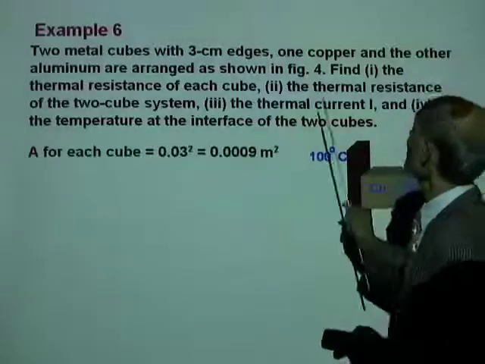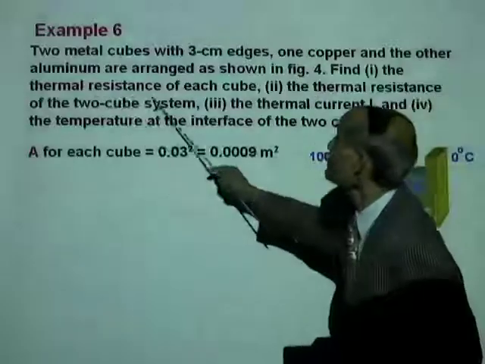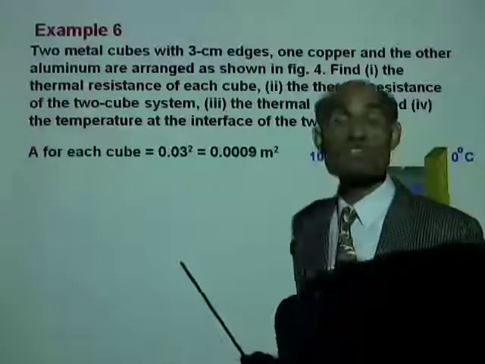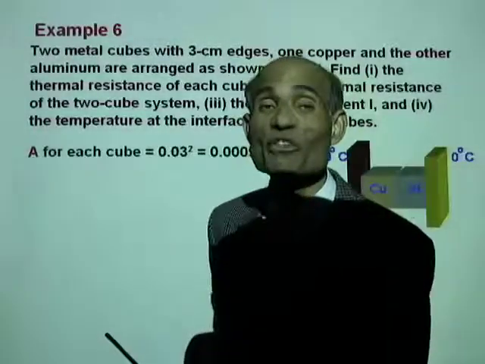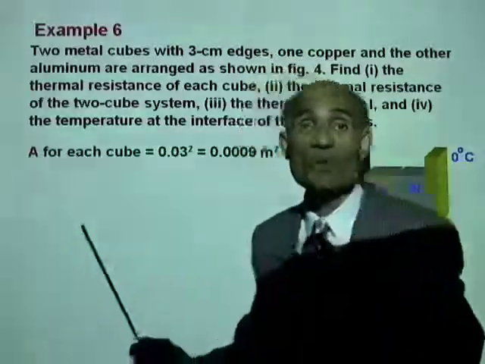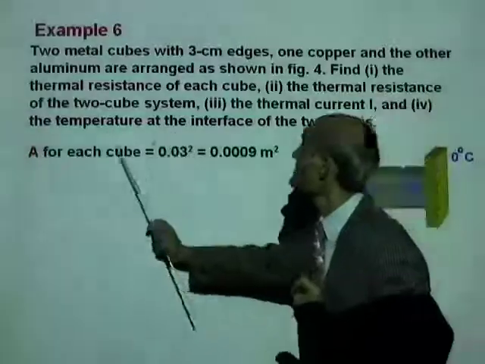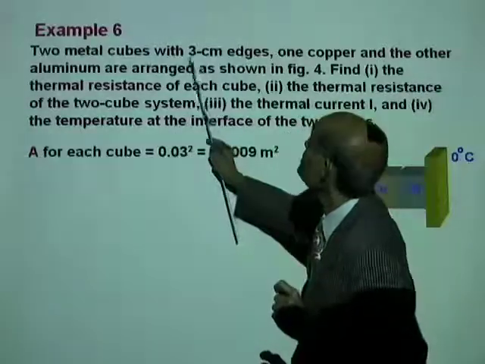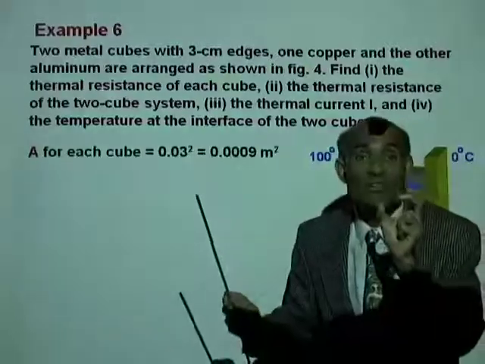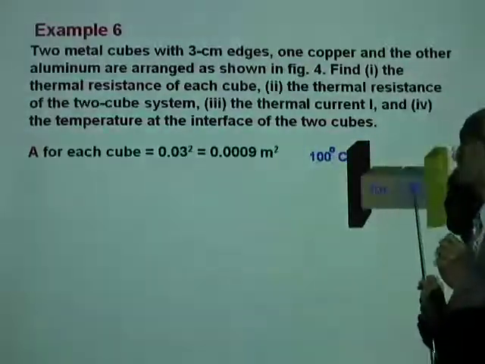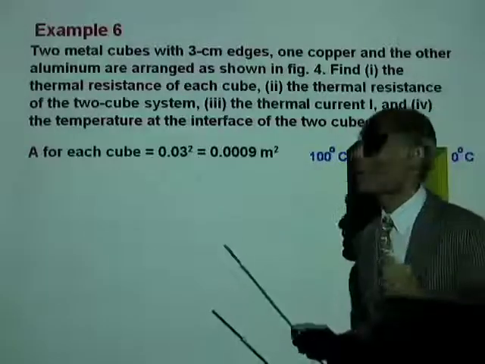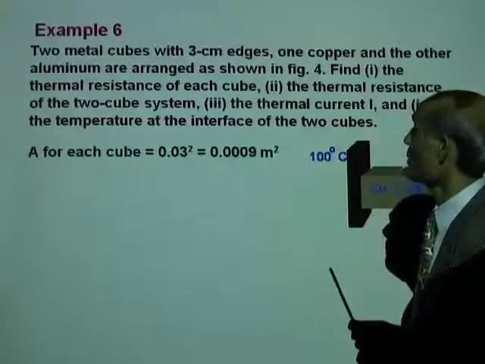What do we need to find? Find the thermal resistance of each cube. Well, the thermal resistance is delta X over K A. So we need to know the delta X for each cube. Remember, each side is 0.03 meter. That means that is your delta X. And K for copper and K for aluminum we know. Right? Okay, let's put down the result.